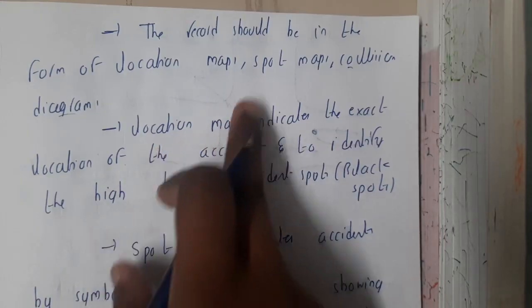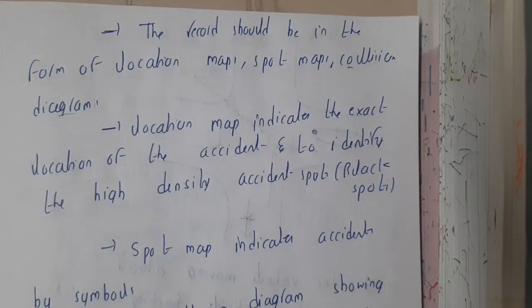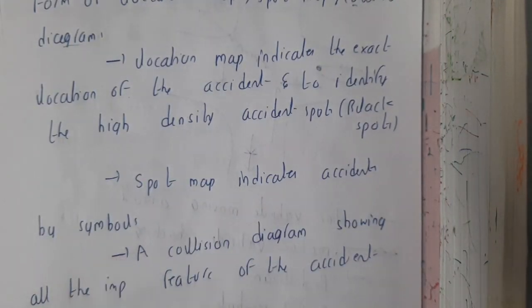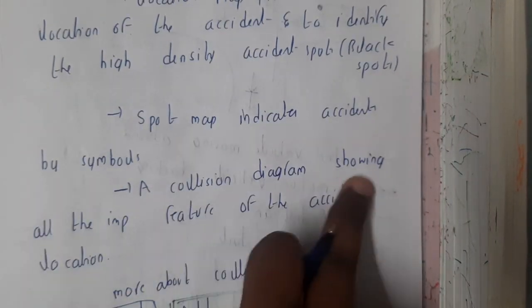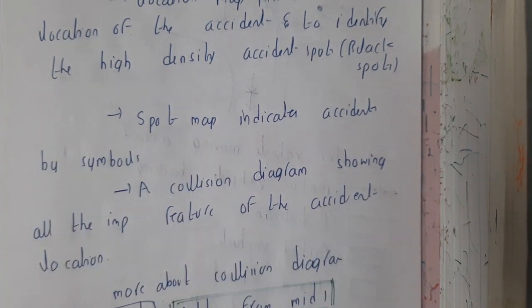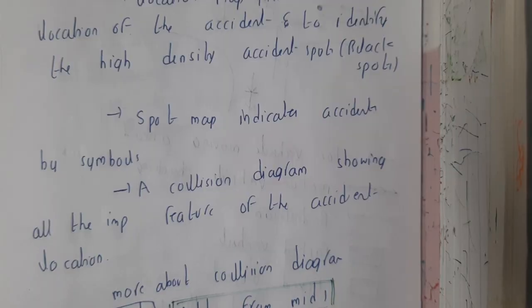So the location map is where exactly that accident has occurred. Similarly, a spot map may include accidents by symbols. A collision diagram shows all the important features of the accident location. Whenever we draw a collision diagram, we will be indicating what kind of accident has occurred, whether it is a head-on collision or some other kind. In that way we will be showcasing it.